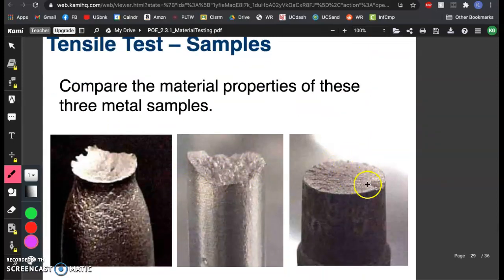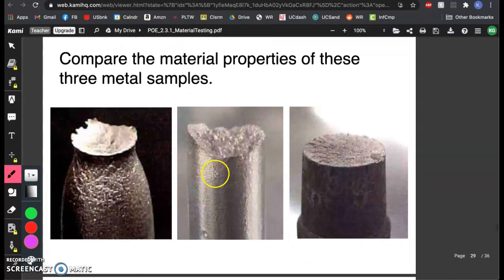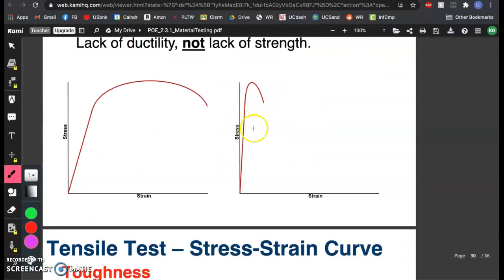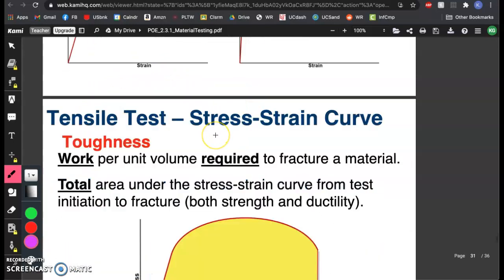That's what cast iron looks like. It just snaps off. This one's aluminum. See how it stretches a lot before it breaks? And this one's steel. So yeah, here we go. This is what it would look like for cast iron, where it goes up and snaps. This one is more like aluminum, where it stretches, and then breaks.